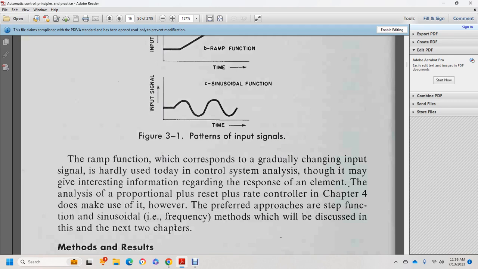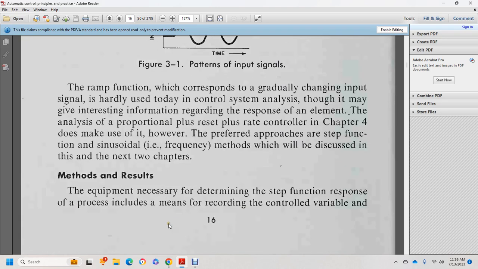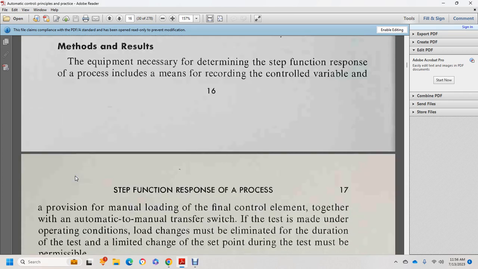Chapter 4 does make use of it. However, the preferred approach is the step function and sinusoidal or frequency method, which is discussed in this and the next two chapters. The method for determining the step function response for the process includes disconnecting the controller from the control variable and providing for manually loading the final control element, together with a transfer switch from automatic to manual, so the test is made under the operating condition.